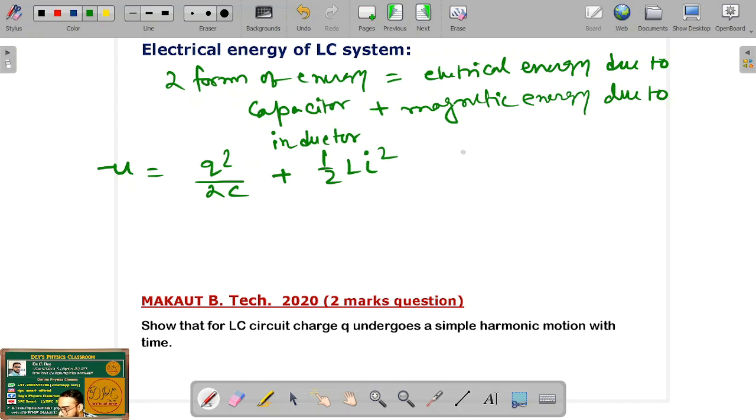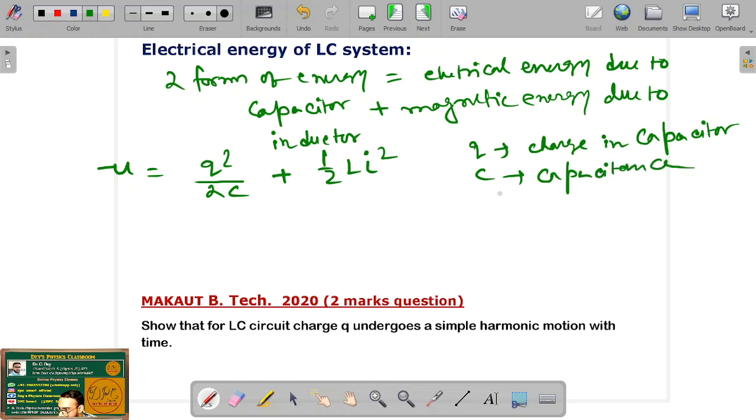where Q is the charge in capacitor, C is the capacitance, L is the inductance, and I is the current.